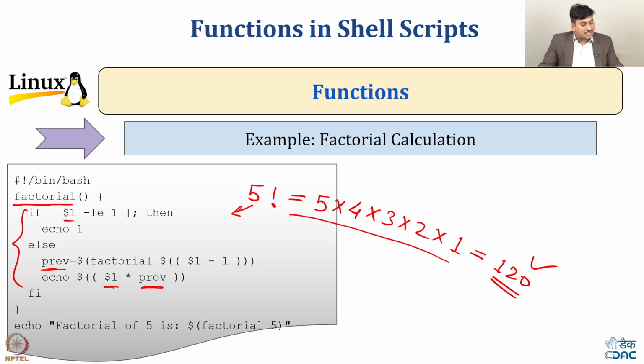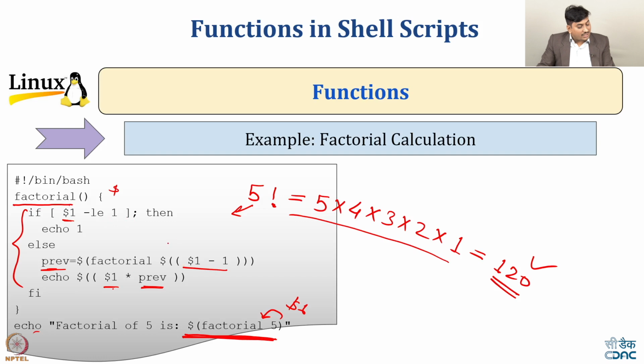So here you can see that at the very first stage we are calling this function with value 5. Once we pass this value 5, it goes to $1. Now it will keep on checking whether this $1 is less than or equal to 1. No, so correspondingly the condition keeps on going here.